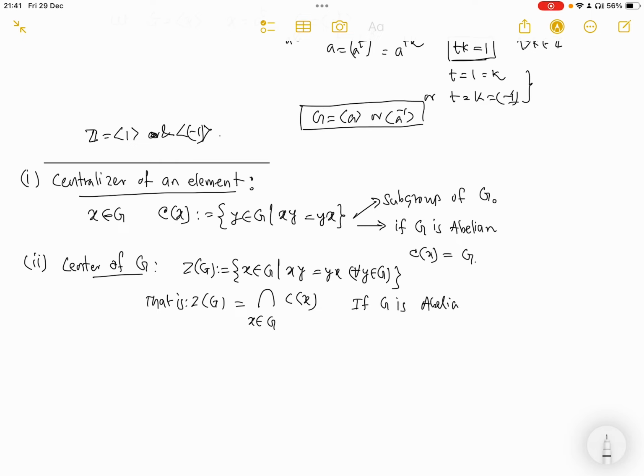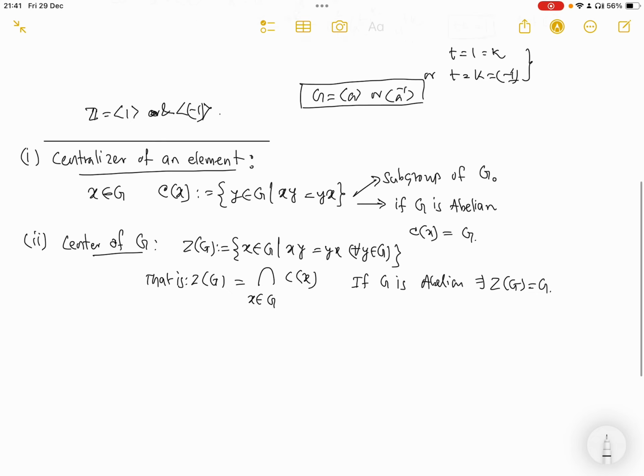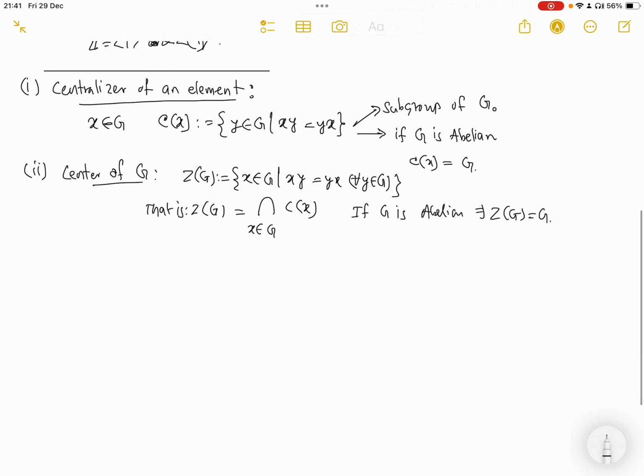So if G is abelian, this means every element commutes with all other elements, meaning the center is the same as G, the entire group. Again, it is an easy thing to verify that this is a subgroup. You can do it directly or you can use the fact that each Cx is a subgroup and we know the intersection of subgroups is again a subgroup. If you have not verified these things, you should do it because these are really fundamental things.